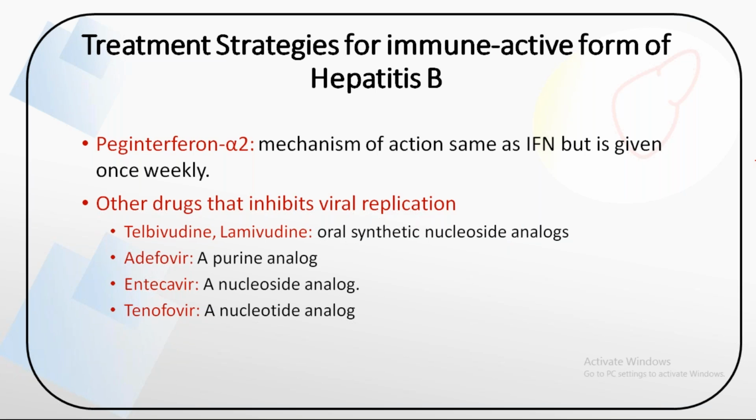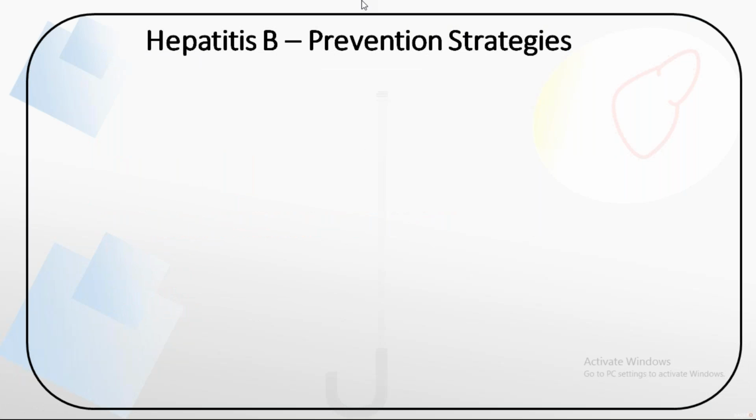And other drugs which inhibit the viral replication, because they are DNA polymerase antagonists. These are telbivudine and lamivudine. Lamivudine, all of you are familiar with from HIV management. These are the only synthetic nucleoside analogs. Adefovir is a purine analog. Entecavir is again a nucleoside analog. Tenofovir is a nucleotide analog. So in terms of the terminologies, you might have seen them in HIV management. This can be used now for the reduction of the viral load of hepatitis B, chronic active hepatitis B.